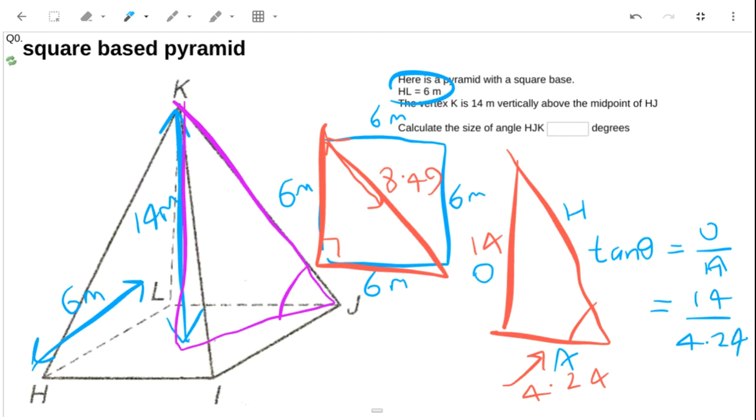And then to get the angle, I'm going to need to work out that right-hand side. I'm going to do 14 divided by 4.24, which is 3.3. And then I'm going to take the inverse tan of that. And that gives me 73 degrees. So the answer is 73.